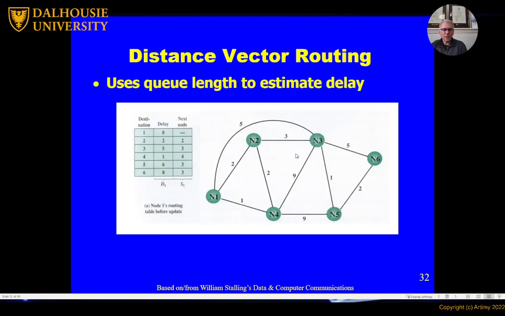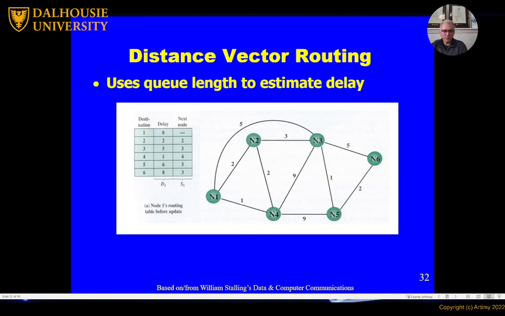Or it could be a bandwidth. In that case, the higher the bandwidth, the lower the distance. So it's inversely proportional, right? And one of them, what we will discuss in these slides, is the queue length as the distance.